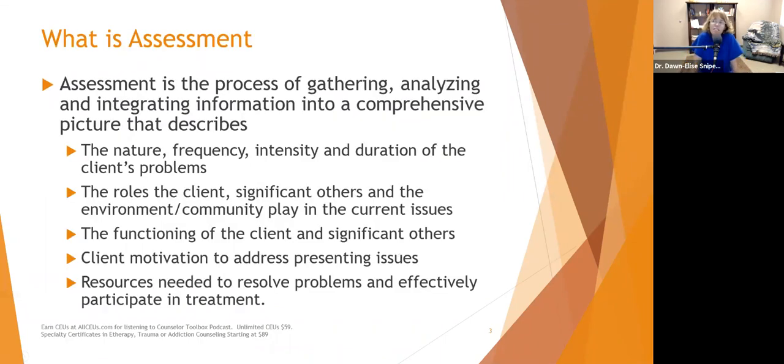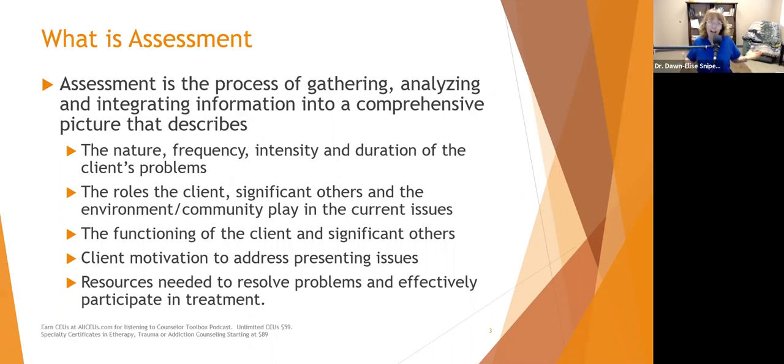Assessment is the process of gathering, analyzing, and integrating information into a comprehensive picture. So you're going to ask a bunch of questions, and each question gives you a building block, and you're going to take those building blocks and form a creation that describes the nature, frequency, intensity, and duration of the client's problem. So what is it like for that client? If they say they're depressed, what is the nature of that depression? What are the symptoms that go along with that?